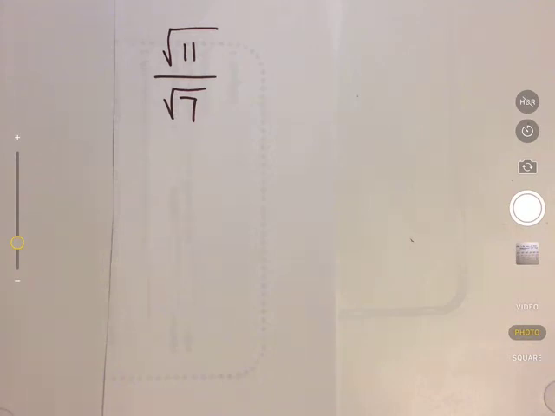Okay, this is the first problem on your assignment. And it's another one to show rationalizing the denominator. So you've already done the problem, and hopefully your answer will match the answer at the end of this video.